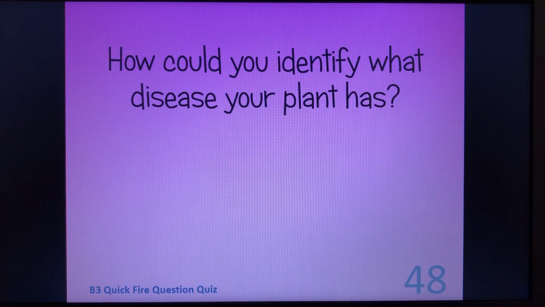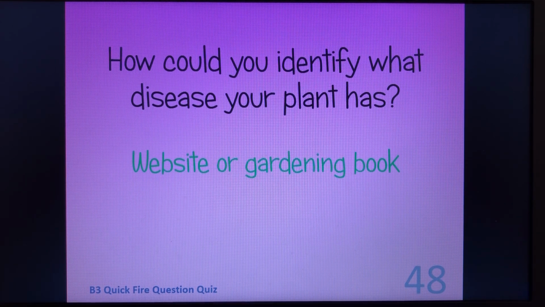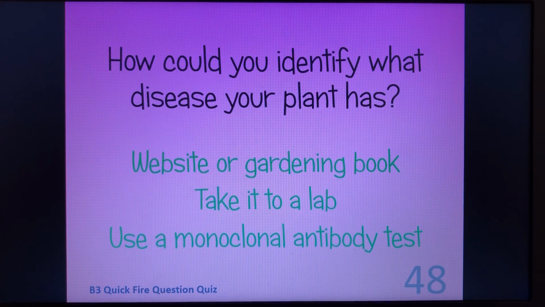Question 48. How could you identify what disease your plant has? So your plant's not looking too chipper, and you think to yourself, how do I know what is wrong with my plant? What's going to be my first go-to? Okay, quite a few possible answers here. Okay, and the answers are website or gardening book. Okay, we've all got the internet close to hand these days to be able to Google this kind of thing or similar. Take it to a lab, or we could use a monoclonal antibody test. Take part of the leaf, smush it up, use it with the test, and it should tell us if it's lacking a particular nutrient or whatever.